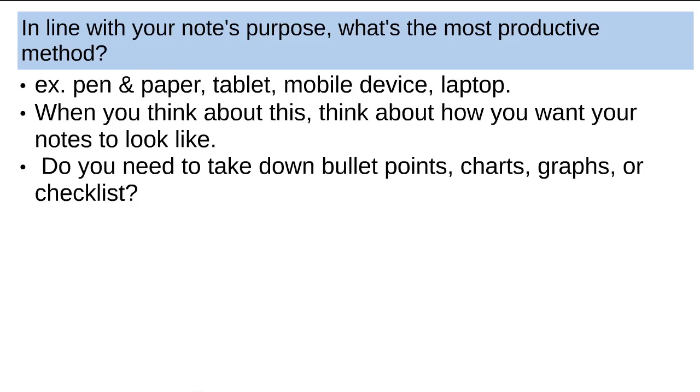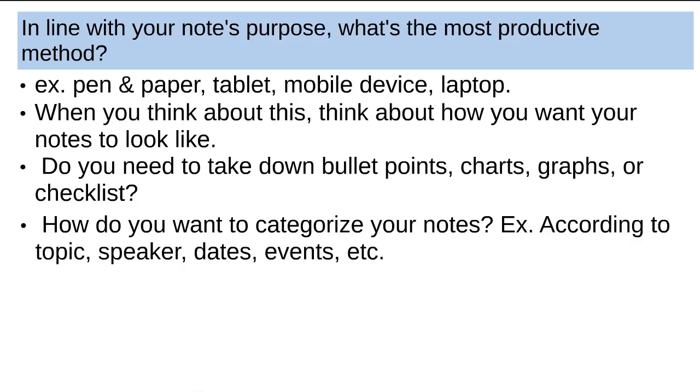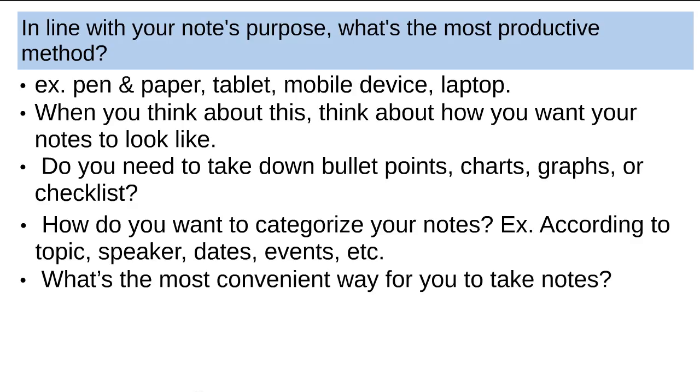So for example, do you need to take down bulleted notes, bullet points, charts, graphs, or a checklist? If you want to have bulleted points, you may want to put it on some sort of electronic device. And how do you want to categorize your notes? For example, do you want to categorize your notes according to topic or according to speaker? Maybe you're at a conference and you want to jot down the certain speakers and the notes that apply to that particular speaker and specific topics. Maybe you want to break it up into very specific topics so that you can go back and understand the notes better. And if you think about it, a lot of the reasons why we look at our notes and think, what was I thinking? It's because we didn't categorize it, and our brain is really struggling to figure out what is what. So that's why you really want to think about these specific items and apply those to your notes.